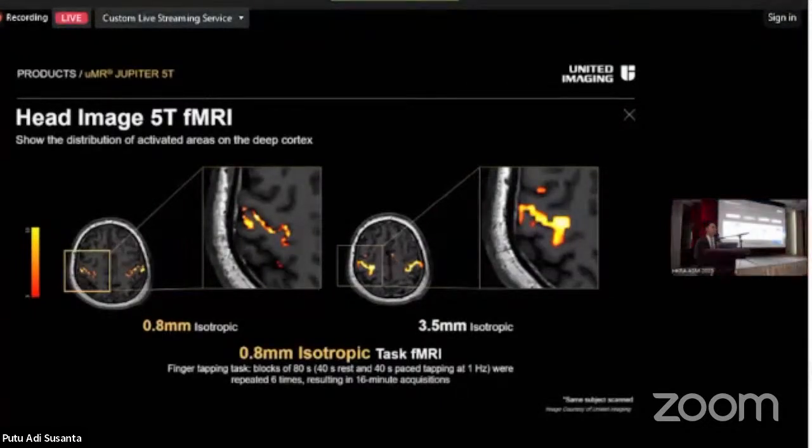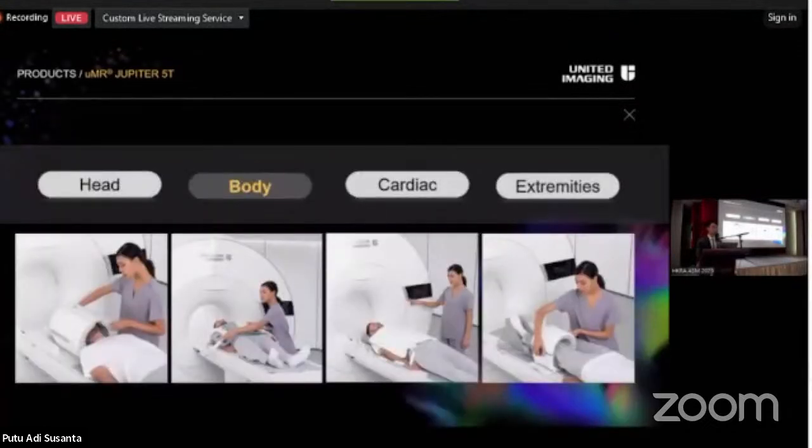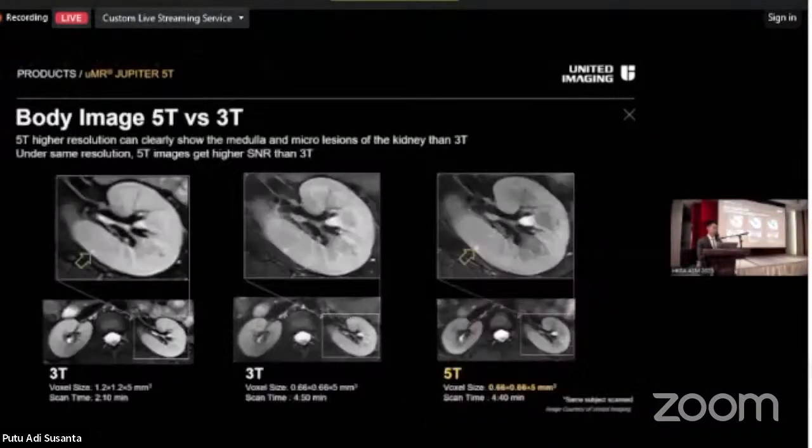Next, we can move on to the body, which again, at the moment, cannot be clinically imaged for fields higher than 5, namely 7. First, we can have a case of a kidney patient. If you look at the image on the left, we have a bright spot, possible lesion, but we cannot be sure. This is with routine resolution, slice thickness, and acquisition duration.